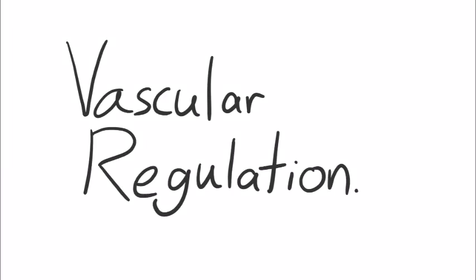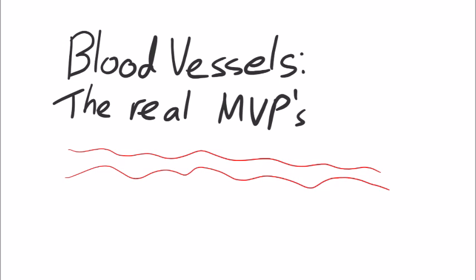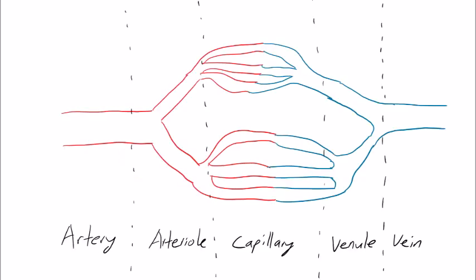While the heart is responsible for generating the pressures needed to send blood to tissues, the blood vessels are what actually carry the blood where it needs to go and help direct it towards the tissues that need it the most. The vascular system is hierarchical, going from arteries to arterioles, to capillaries, to venules, to veins.